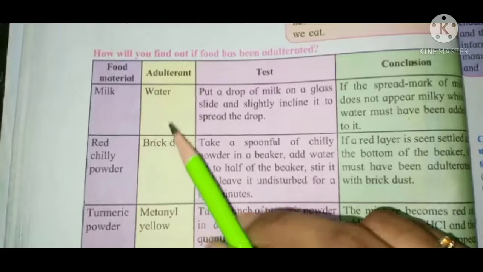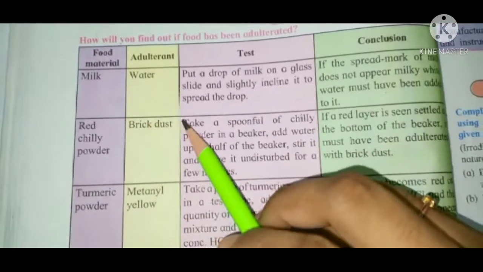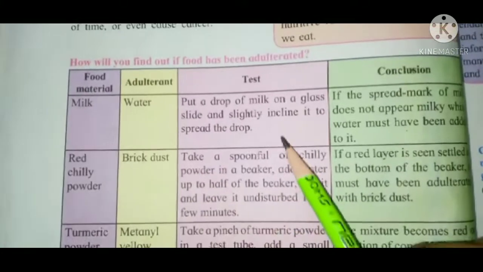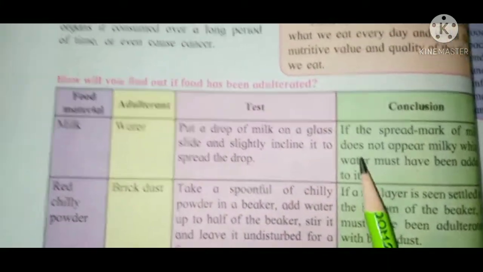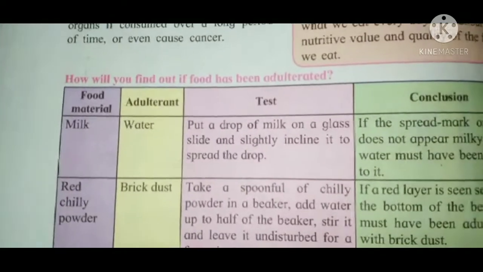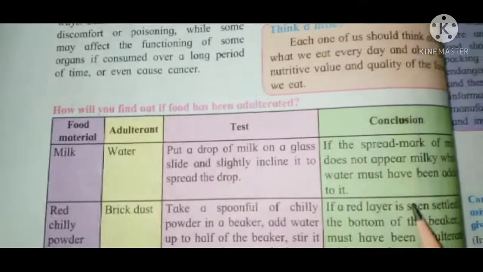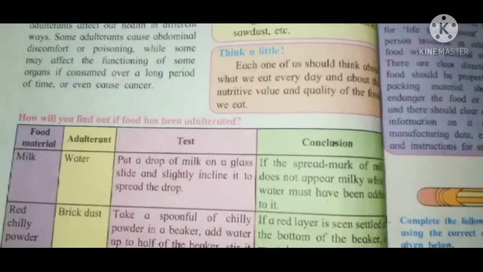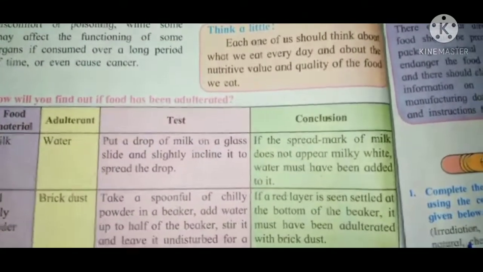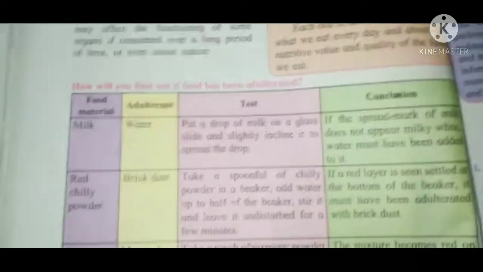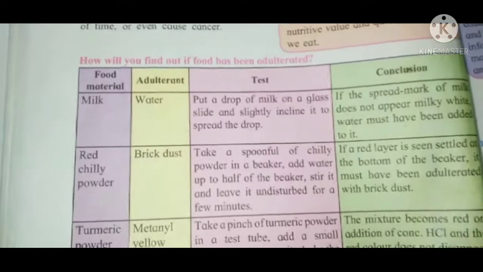Food material, first is the milk. The adulterant is water. So how to test it? Put a drop of milk on a glass slide, then slightly incline it to spread the drop. The conclusion is, if the spread mark of the milk does not appear milky white, water must have been added to it.